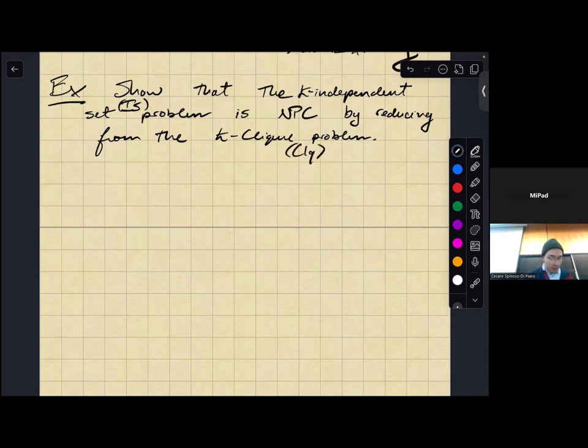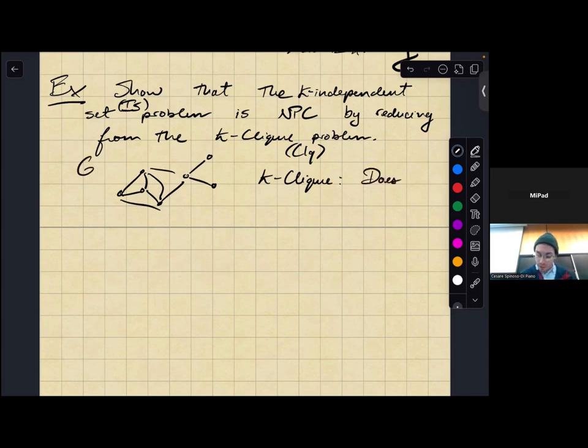So let's just take some graph. So let's start with the K clique problem. It asks, does this graph G have a clique of size K? So what's a clique? It's just a subgraph of your graph G which is complete, where all of the vertices are connected to each other.